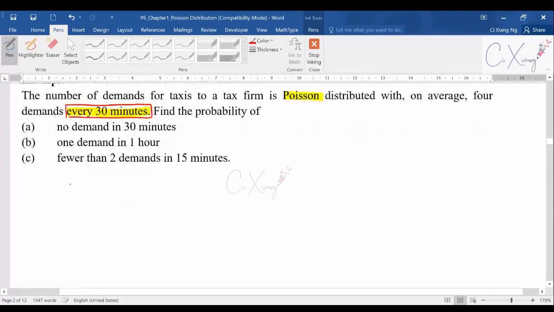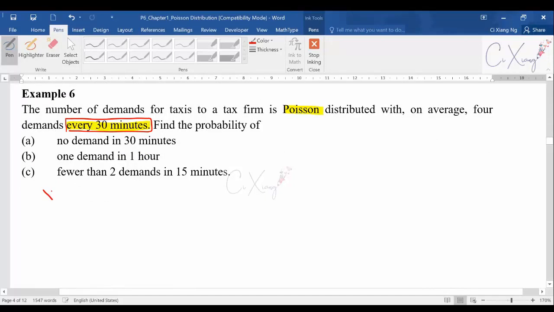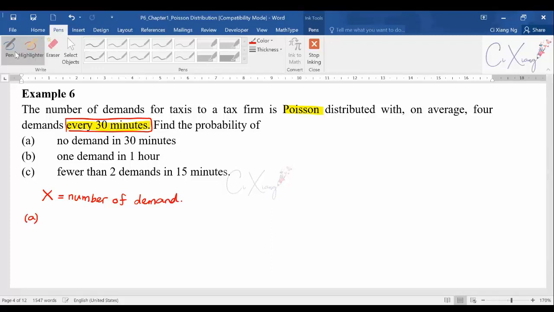As an example, when you look at example 6, they are talking about the number of demands. So you can write out X equals the number of demands. Then for part A, they want you to find the probability of no demand in 30 minutes. You compare the interval in part A with the original question here. Both are 30 minutes.